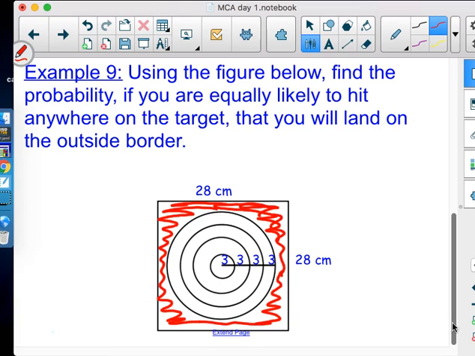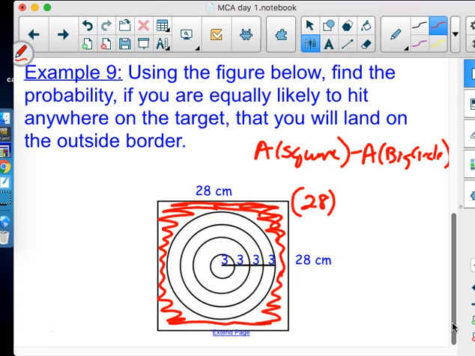So can somebody tell me how we could figure out what the area of that shape is? Square minus the big circle. Absolutely. So we need the area of the square minus the area of the big circle. Well, the area of the square is 28 by 28. And the area of the circle, 3, 6, 9, 12, is going to be pi times 12 squared. All right, 28 times 28. Most people don't have that memorized. 784.